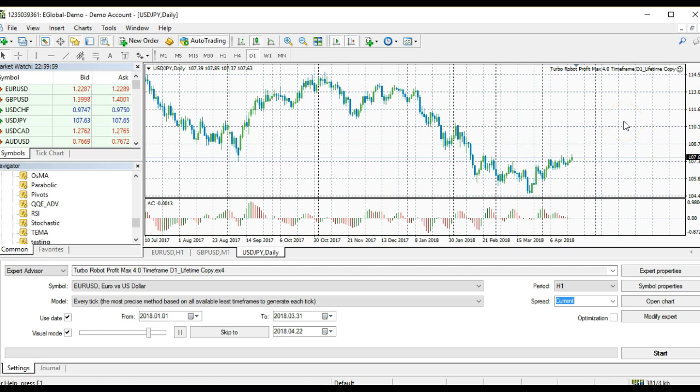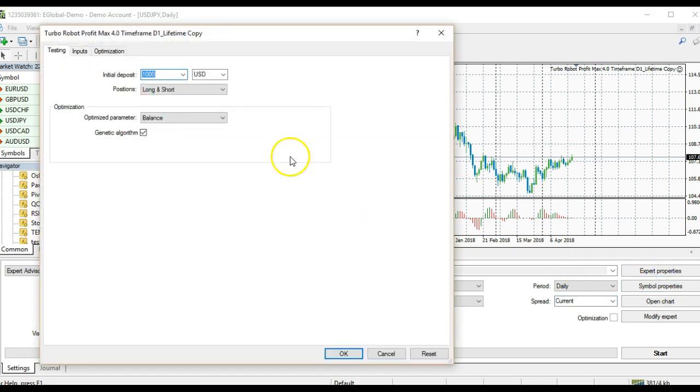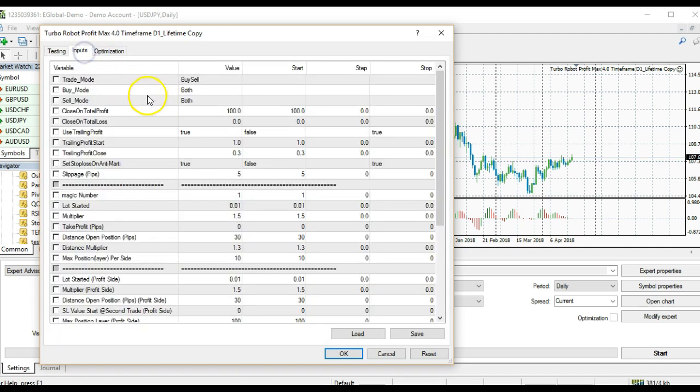It looks like live trading, but it's much faster. We use daily here because we are using the daily time frame for Turbo Robot Profit, the lifetime copy. We use the spread as the current spread. Then here we're going to change the settings. We try to use maybe 1000, or here we can use $3,000. Your inputs will be here.